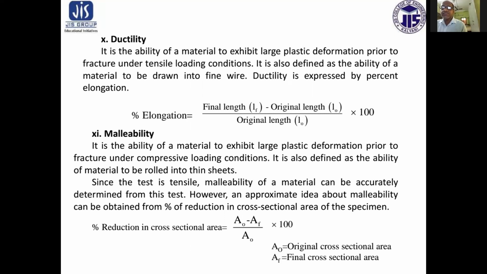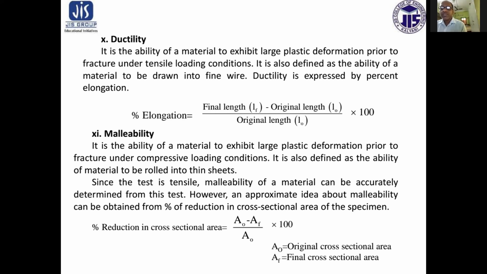Ductility. From the stress strain diagram, we can define ductility also. It is the ability of a material to exhibit large plastic deformation prior to fracture under tensile loading conditions. It is also defined as the ability of a material to be drawn into a fine wire. Ductility is expressed by percentage of elongation. So percentage of elongation is final length minus original length by original length into 100.